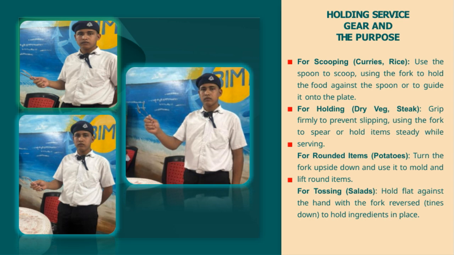When dealing with rounded items like potatoes, turn the fork upside down. This way, you can mold and lift the round shape more easily, giving you better control and precision. And for tossing salads or similar dishes, hold the fork flat against your hand with the tines down.